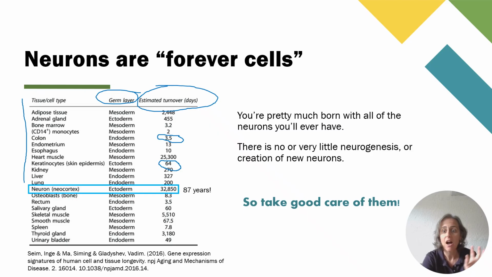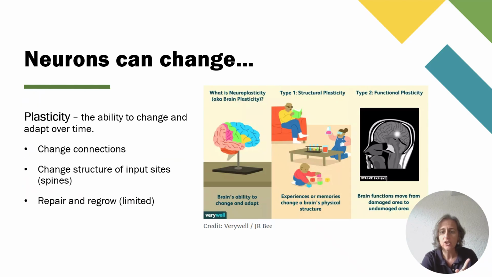All right, so neurons are electroactive, they're forever cells, but they can change, right? Obviously, your brain today is not exactly the same as your brain when you were 1 year old. So there are structural changes that happen. There are also functional changes that happen. And so this is referred to as plasticity. It comes from the Greek word that means being able to be shaped or molded. So it's the ability to change and adapt over time.